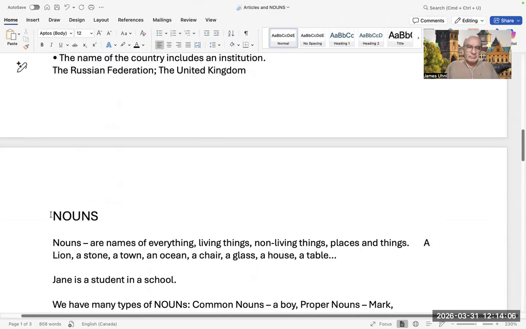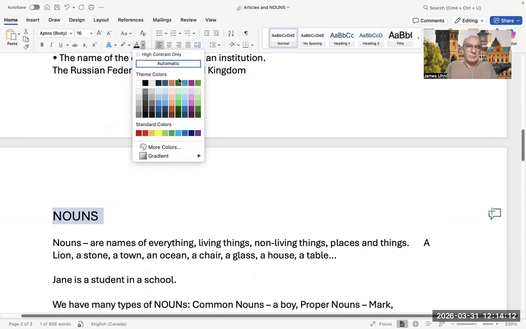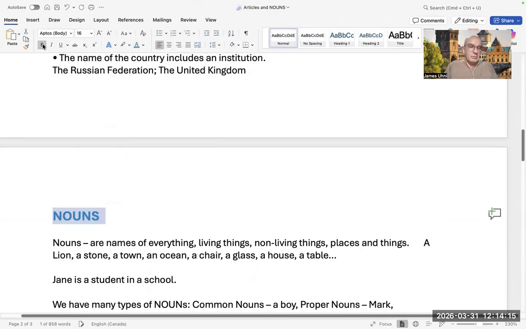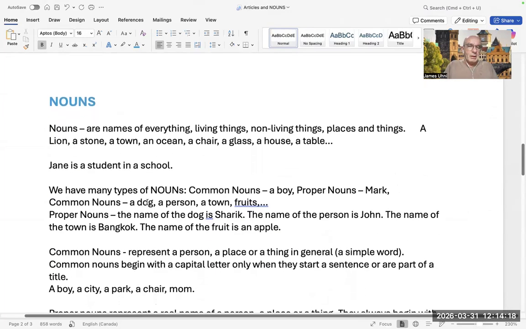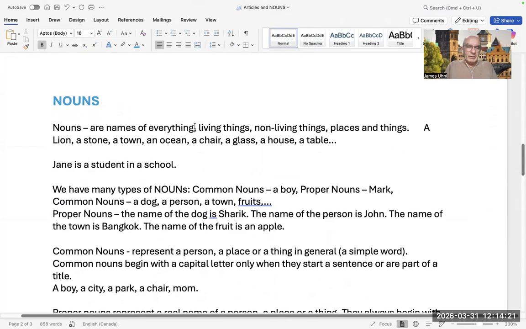So nouns, let's make it as we are used to: blue, bold. Nouns are names of everything: living things, non-living things, places, and things. Here we have examples: a lion, a stone, a town, an ocean, a chair, a glass, a house, a table, everything.